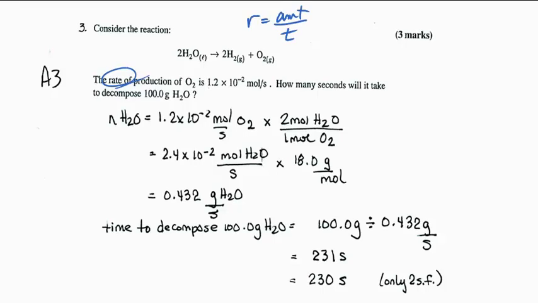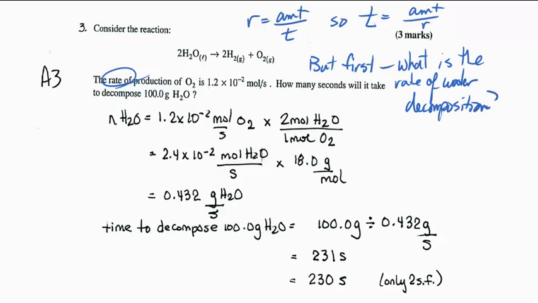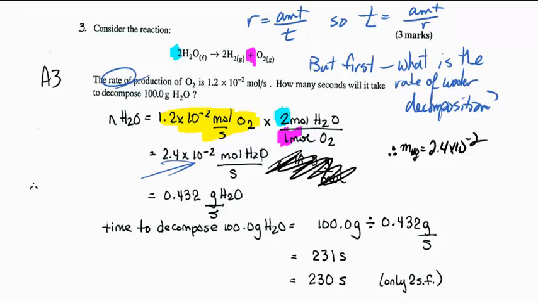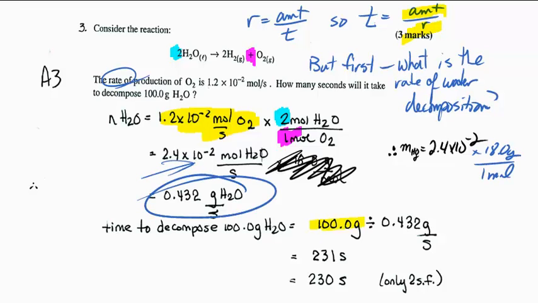And finally, once again, we modify the equation to read as time is amount over rate. But first, remember what the rate is. You're starting with rate of oxygen, and you need to use the mole ratio to convert that to water. And then, again, we use that formula and divide.